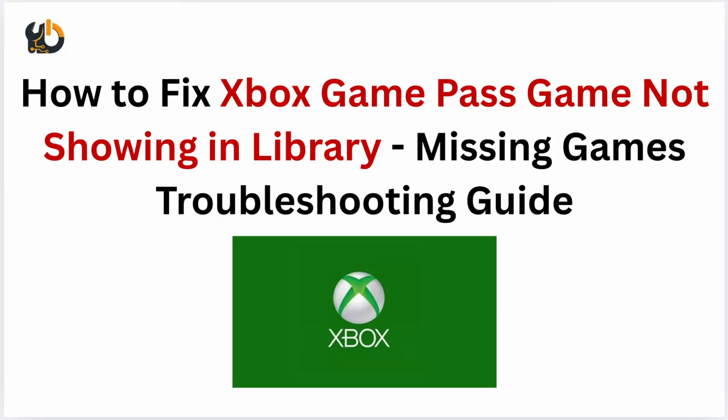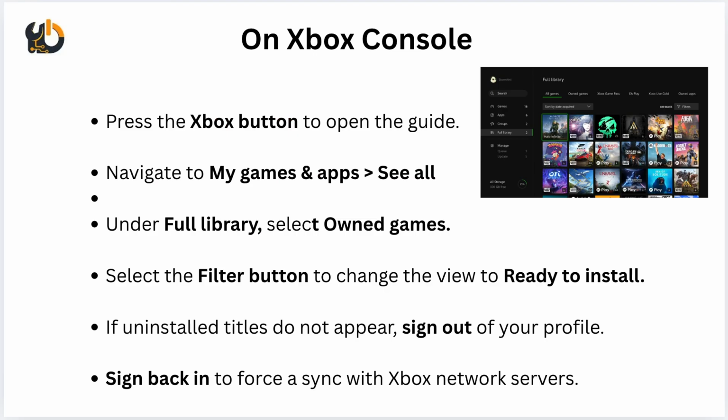So hey everyone, in this video we will see how to fix Xbox Game Pass not showing in library, missing game troubleshooting guide. So on Xbox console, press the Xbox button to open the guide. Navigate to My Games and Apps, then See All. Under Full Library, select Own Games. Select the filter button to change the view to Ready to Install.